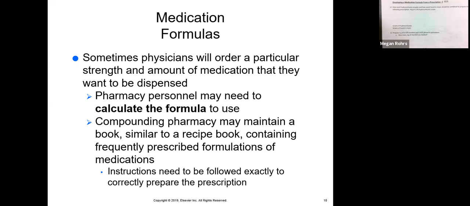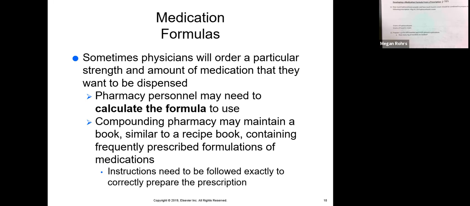Right, medication formulas. This section starts on page 383 if you want to follow along in your book. They also give some good examples after that, starting on page 384. But we're going to go through a couple together here.